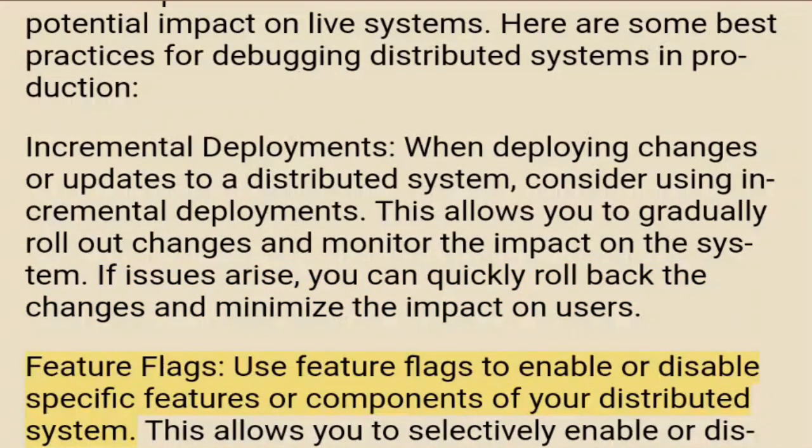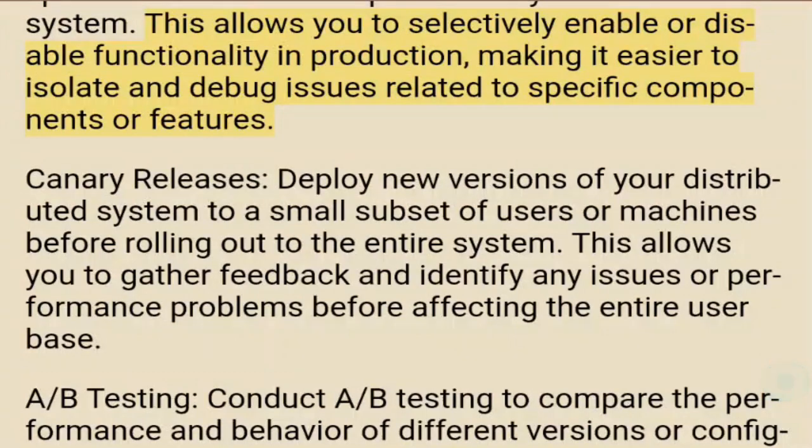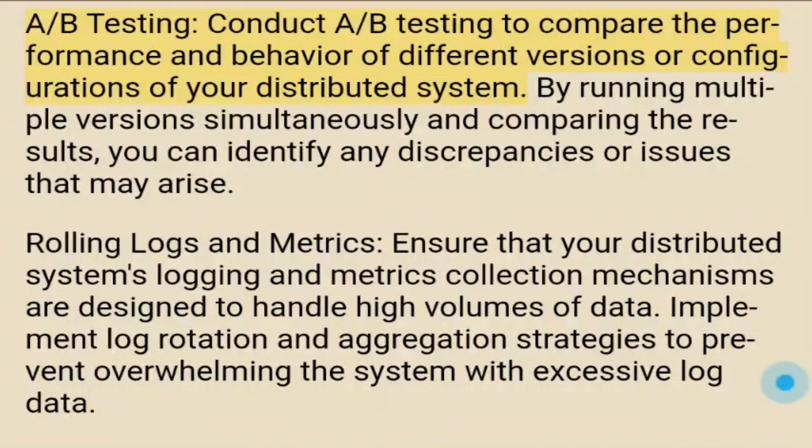Feature flags. Use feature flags to enable or disable specific features or components of your distributed system. This allows you to selectively enable or disable functionality in production, making it easier to isolate and debug issues related to specific components or features. Canary releases. Deploy new versions of your distributed system to a small subset of users or machines before rolling out to the entire system. This allows you to gather feedback and identify any issues or performance problems before affecting the entire user base. A/B testing.